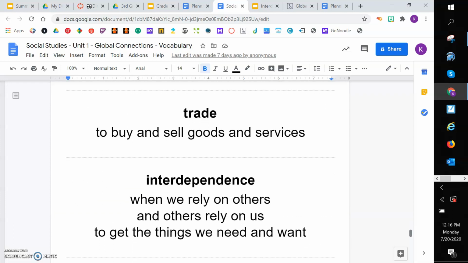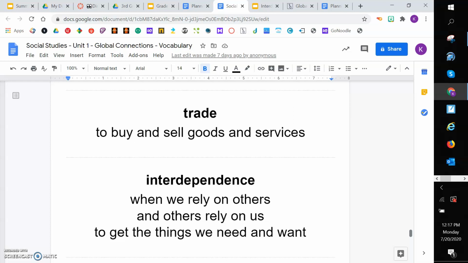Another word is trade. Trade means to buy and to sell goods and services. And the last word, interdependence. Interdependence is when we rely on others, and others also rely on us to get the things we need and want.